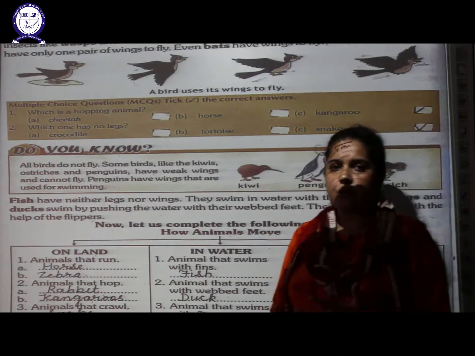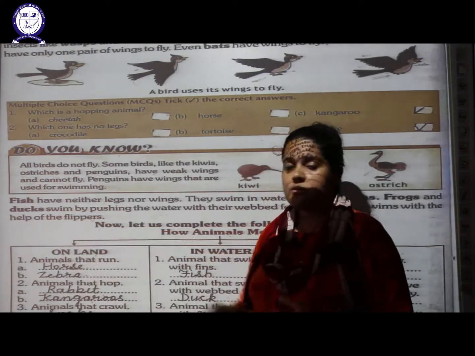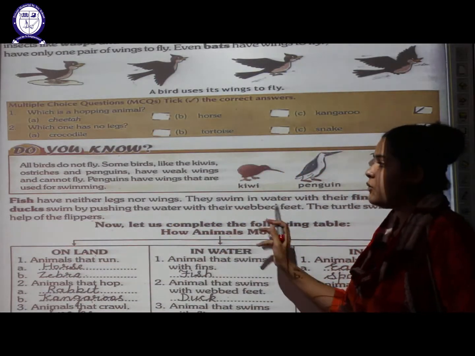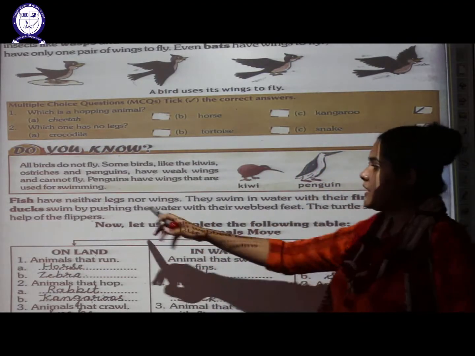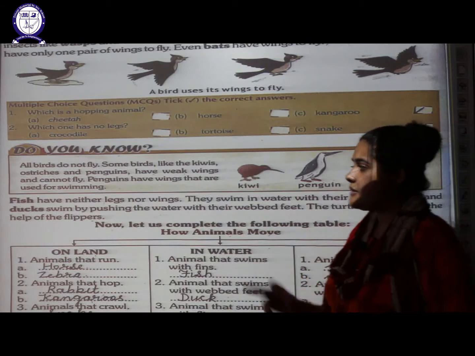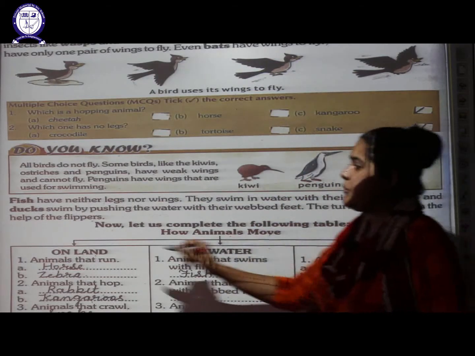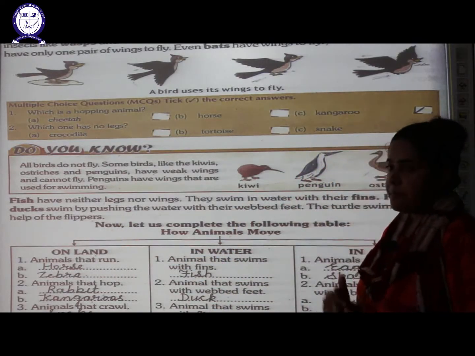Then there are other aquatic animals like the frogs and the ducks. How do they swim in the water? They swim by pushing the water with their webbed feet. So what is the characteristic which helps them to swim in water? The frog and the duck have webbed feet. So let's talk about the next. The turtle swims with the help of flippers. So turtles have flippers which help them to swim.